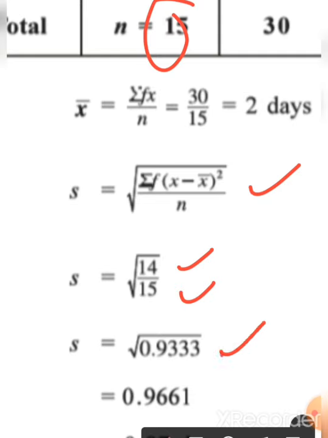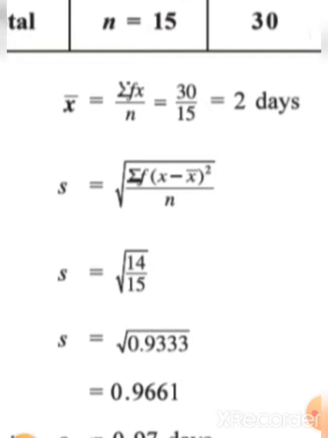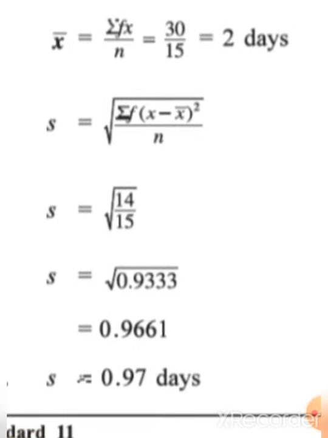First of all, 14 divided by 15 will give you 0.9333. It will go on. As you take the root of it, it will give you 0.9661, and if you write up to 2 decimal places, your answer would be 0.97. And as the unit was in days, it is 0.97 days. So the standard deviation over here is 0.97 days.